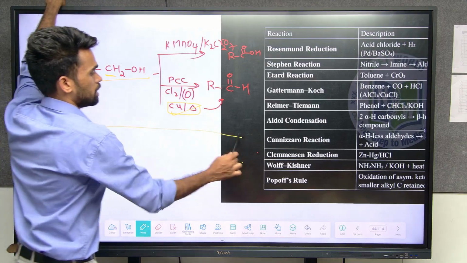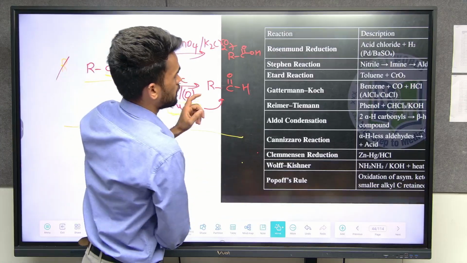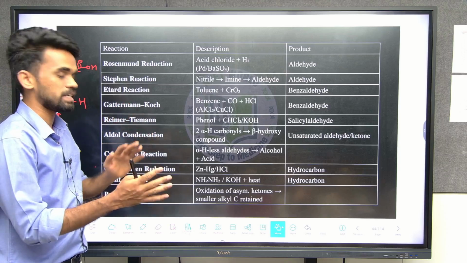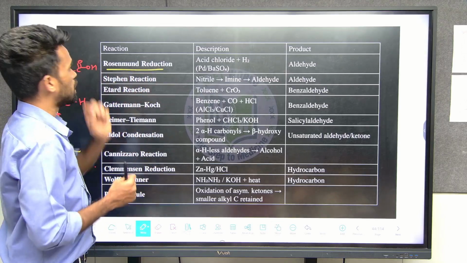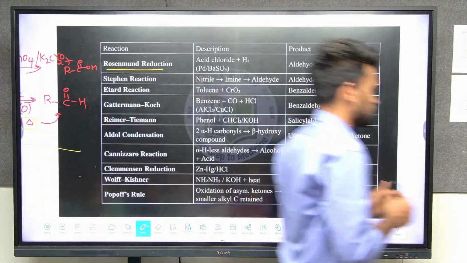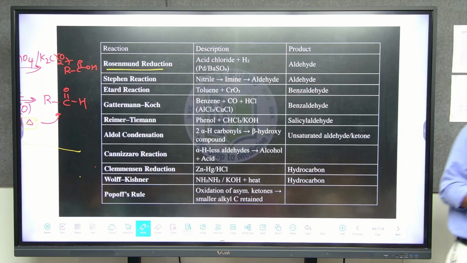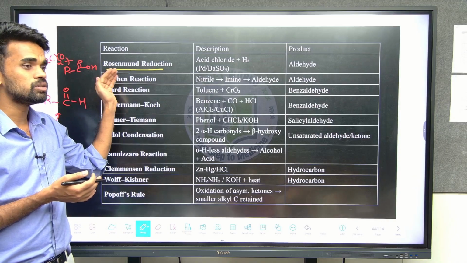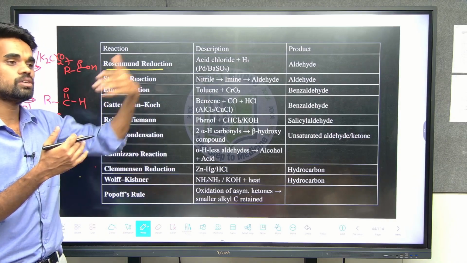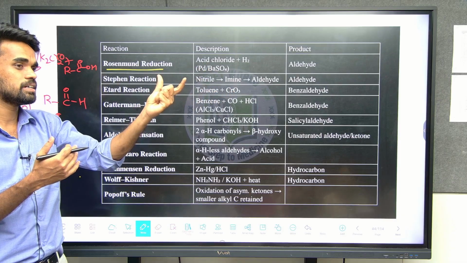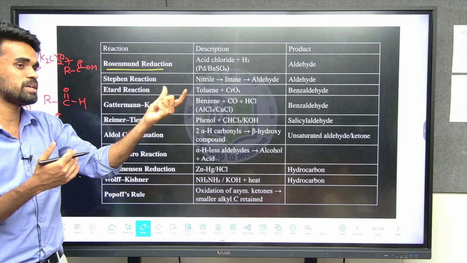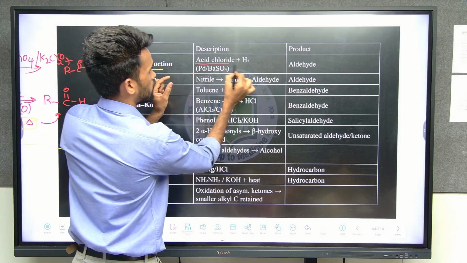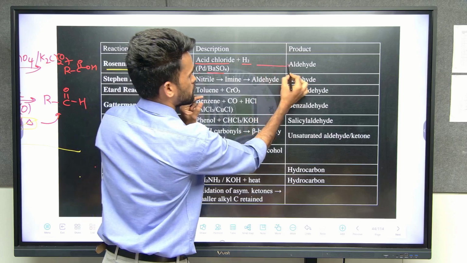Next, after this session we have completed discussing some important named reactions, like the chemical properties of aldehydes and ketones. So what is the first reaction I told you, Rosenmund reduction? What is Rosenmund reduction? Tell me. Acyl chlorides convert into aldehydes. So what is the catalyst used there? Lindlar's catalyst. Lindlar's catalyst means H2, Pd, BaSO4. In short form, acid chloride plus H2, Pd, BaSO4 gives you the respective aldehyde.